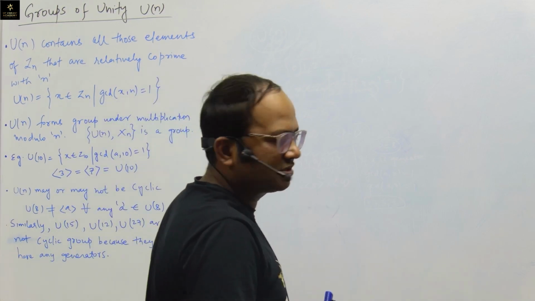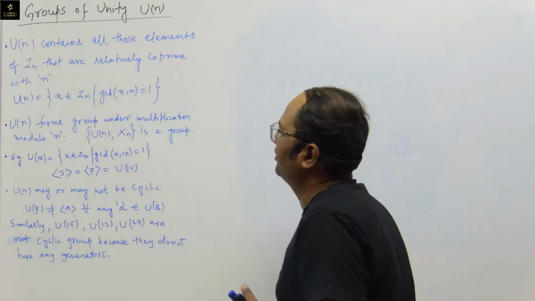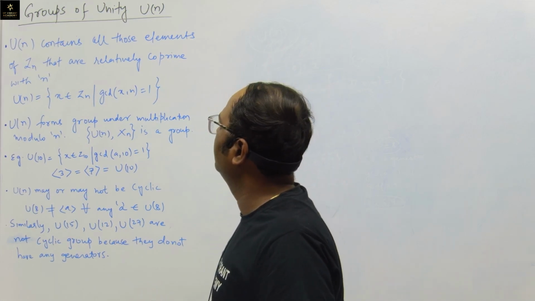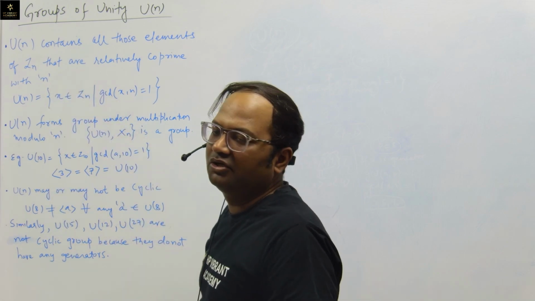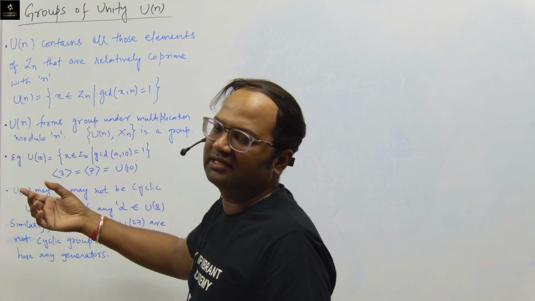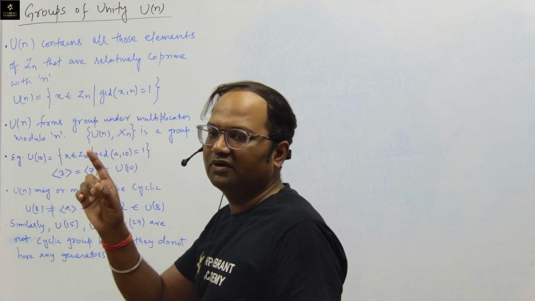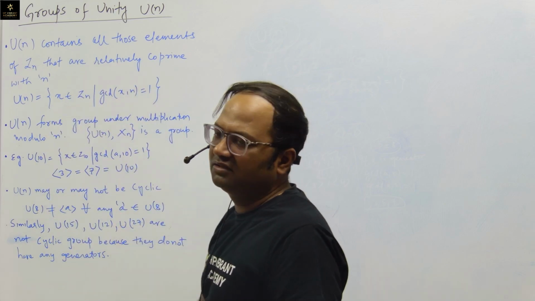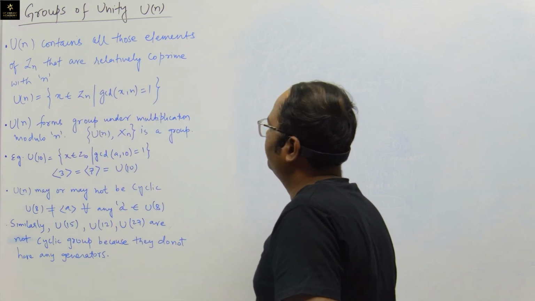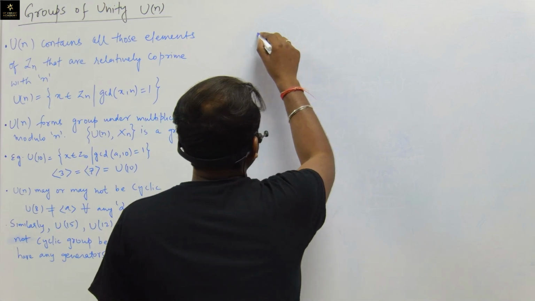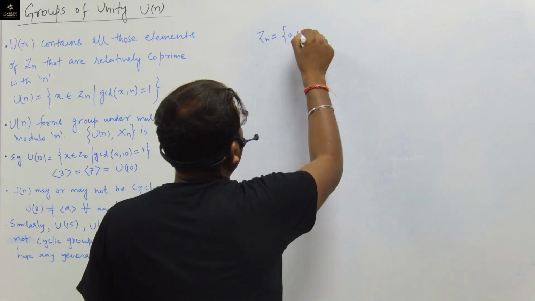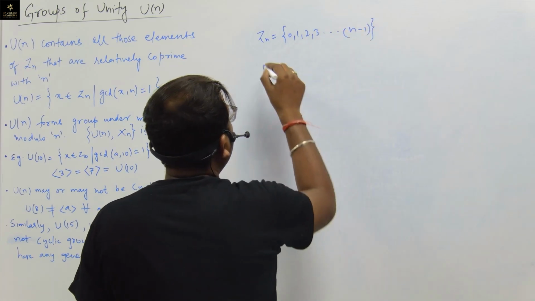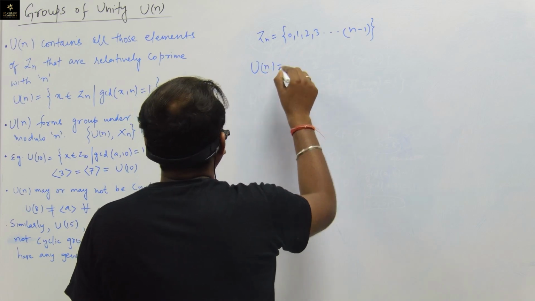Now let us discuss the groups of unity. Un contains all those elements of Zn which are relatively co-prime with n. So all those elements that are relatively co-prime with n are there in Un. Let us write down the elements of Zn. Zn is equal to 0, 1, 2, 3, up to n minus 1. So what type of elements will come under Un, that is the group of unity?